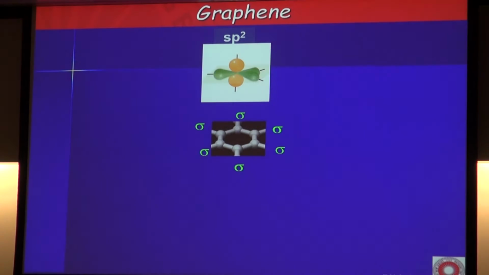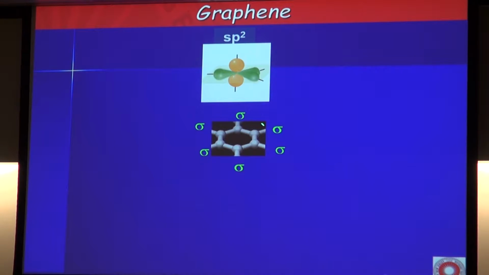So let me start with graphene. In graphene, the valence electrons hybridize into sp2 orbitals when they make chemical bonds. So you have 3 electrons that are in the plane and 1 electron that sticks out of the plane. So 2 electrons here are bound to the next nearest neighbors.